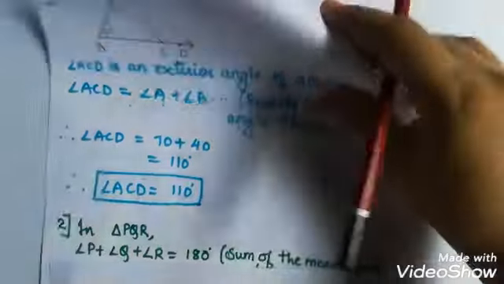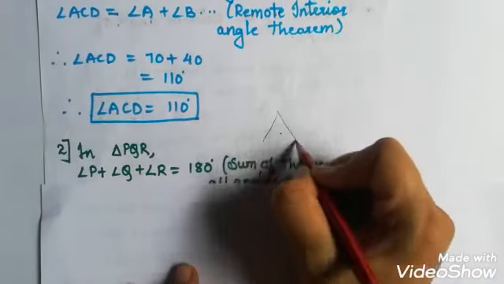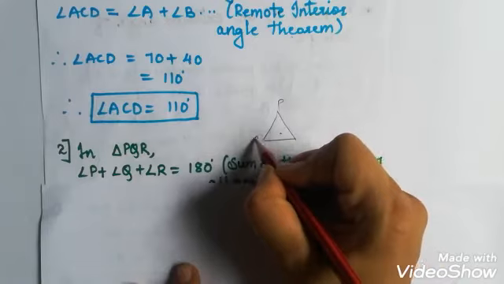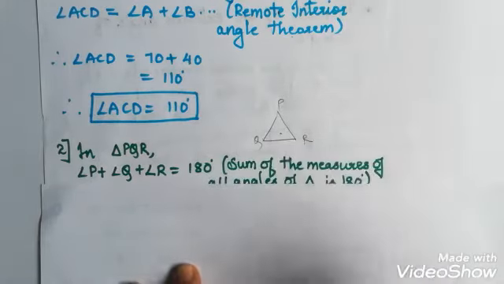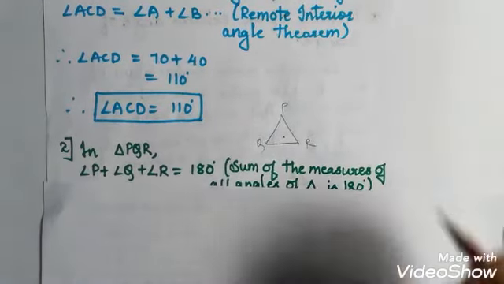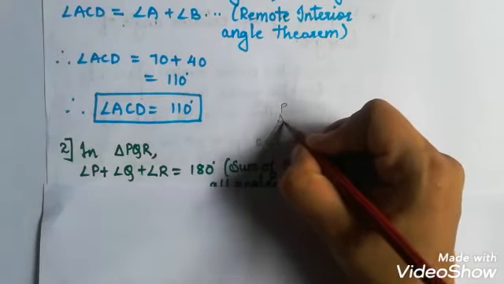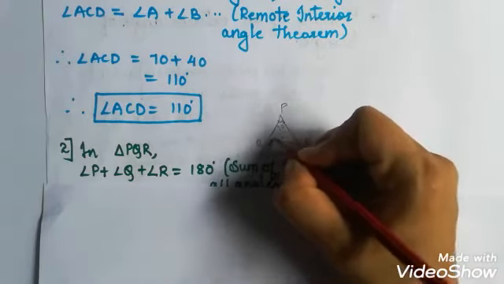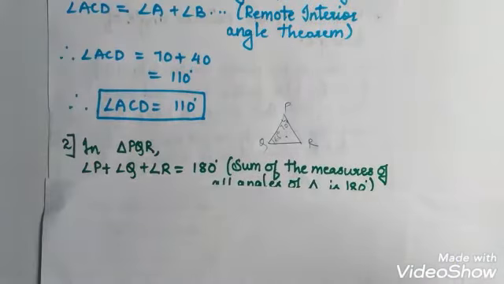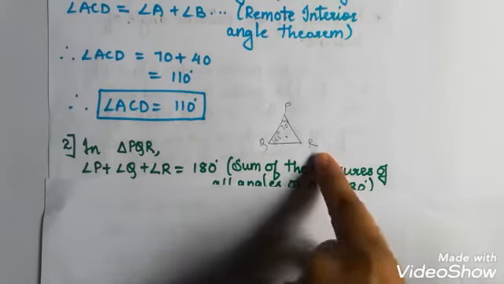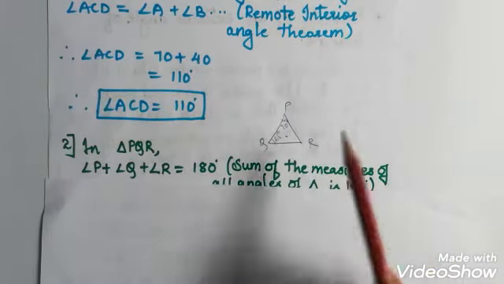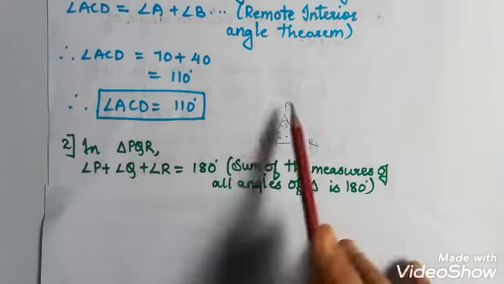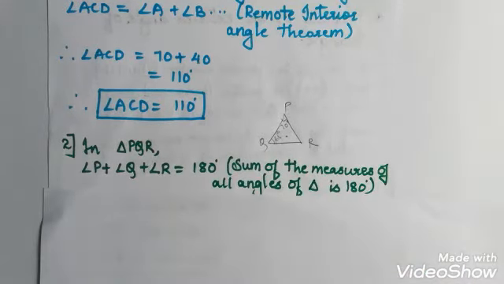So in triangle PQR, suppose this is a triangle, okay, PQR. What is given? Angle P is given to us as 70 and angle Q is given to us as 65. I have to find the measure of angle R. So I add all the three angles of the triangle, that is angle P plus angle Q plus angle R is equal to 180 degrees.